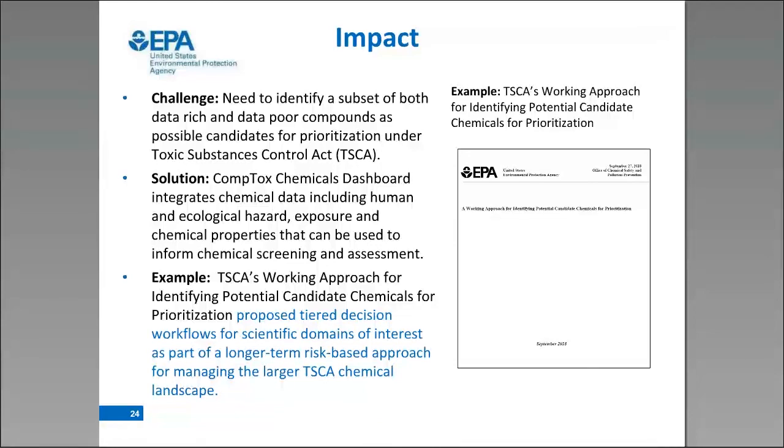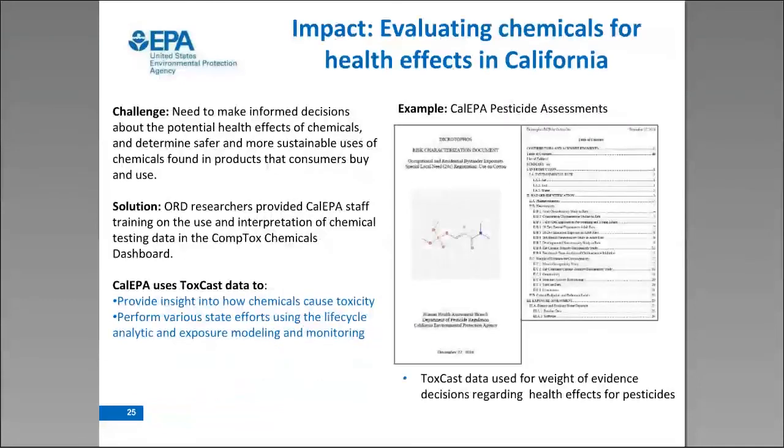So a lot of those features and plots that I showed you, we walked through not only as a demonstration, but also talked about how to interpret that data for their chemicals of interest. And Cal EPA uses this ToxCast data, specifically the bioactivity data that I had mentioned, to provide insight into how chemicals cause toxicity and to perform various state efforts on life cycle analytics and exposure modeling and monitoring. The example shown on the right is a Cal EPA pesticide assessment where they use the ToxCast data for weight of evidence decisions related to the health effects of pesticides. Next slide.